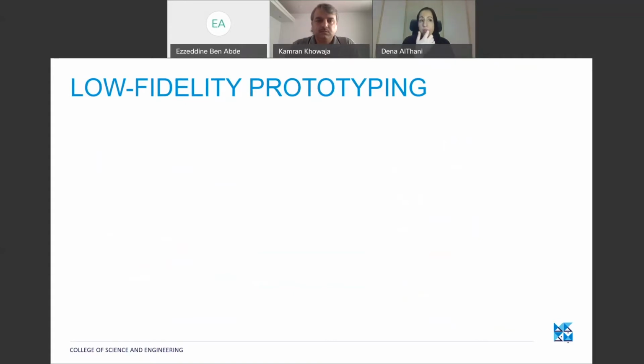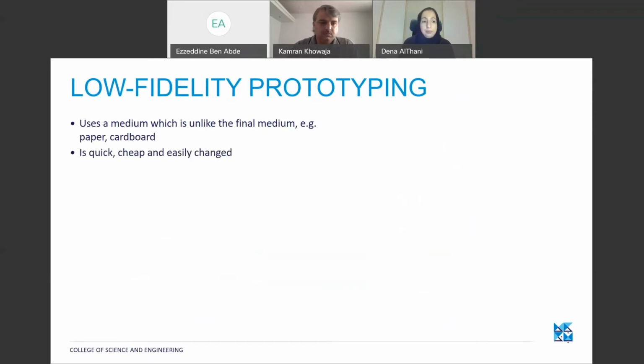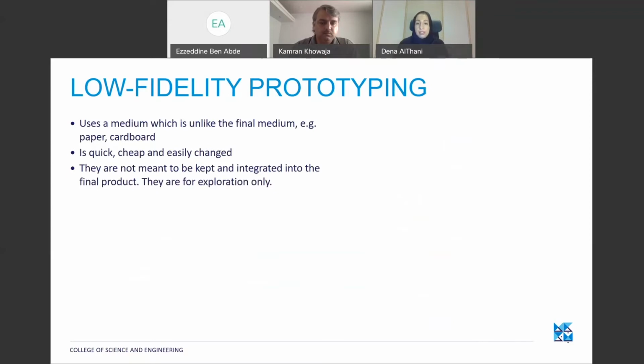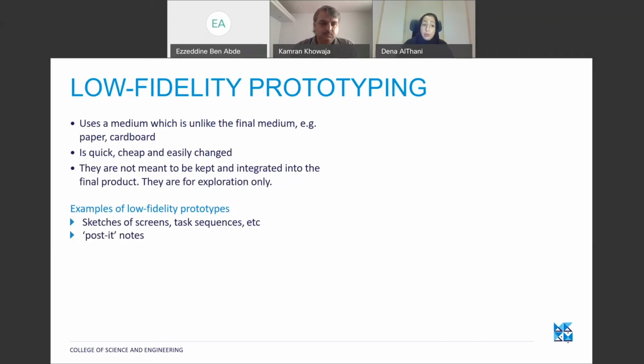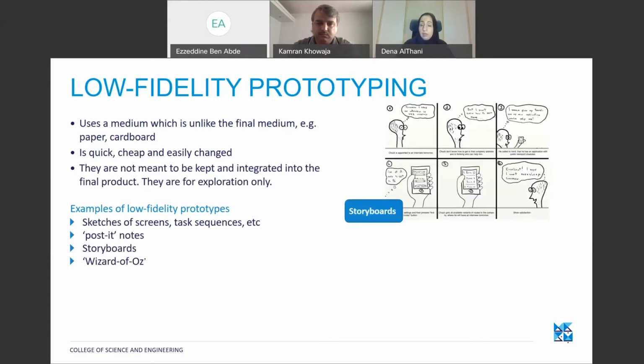There are two types of prototypes. The low-fidelity prototype, in which you use a very basic medium, such as paper, cardboard, and so on. It's quick and cheap. It is not meant to be integrated into your final product, of course. Some examples could be sketches of screens, task sequences, post-it notes, storyboards, the Wizard of Oz approach that I will be introducing. So this is an example of a storyboard.